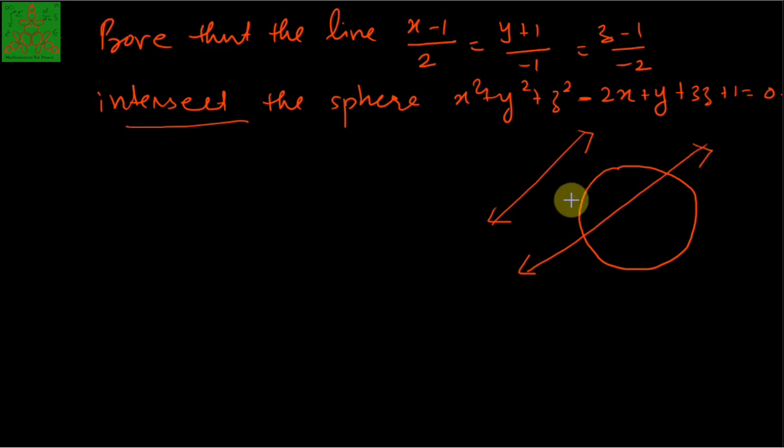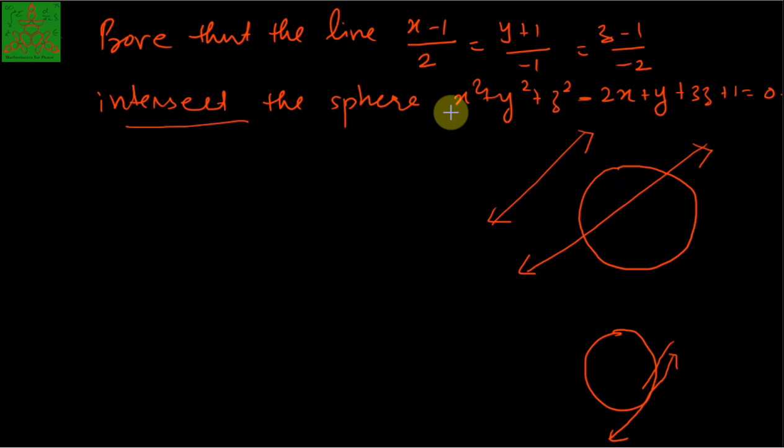Either this line will never intersect, or it touches the sphere like this, or it will intersect like this. So there are three possibilities. If it intersects, then you will have two points of intersection. If it touches, then it will have only one point of intersection. If not, then there will be no point of intersection.